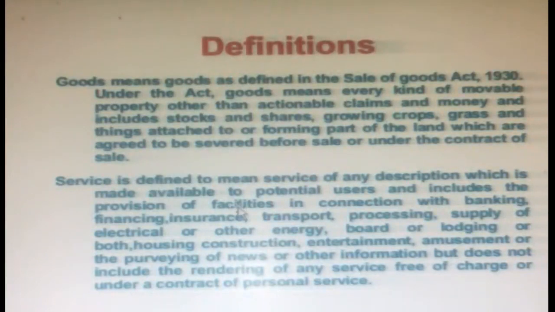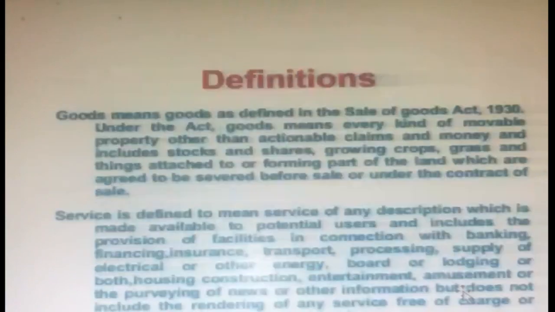What is the definition of goods? Goods means every kind of movable property other than actionable claims and money, and includes stocks and shares, growing crops, grass and things attached to the farming part of the land which are agreed to be severed before sale or under the contract of sale. Similarly, service is nothing but any description of service made available to potential users, and includes the provision of facilities in connection with banking, financing, insurance, transport, processing, supply of electrical or other energy, and so on. These come under service activity, correct? That is goods and services.